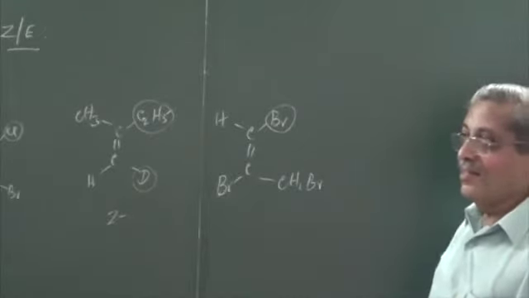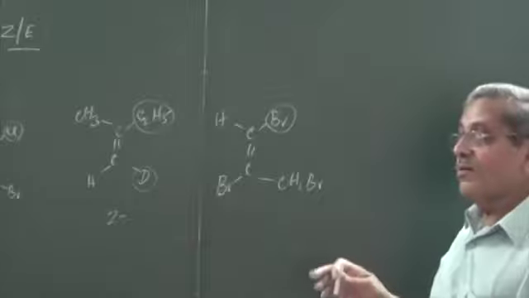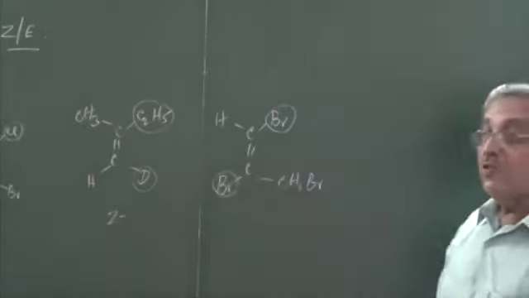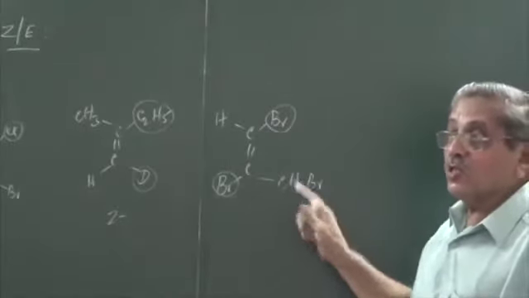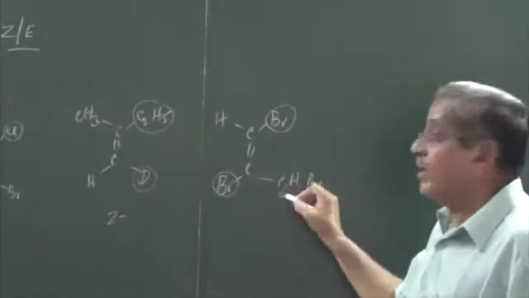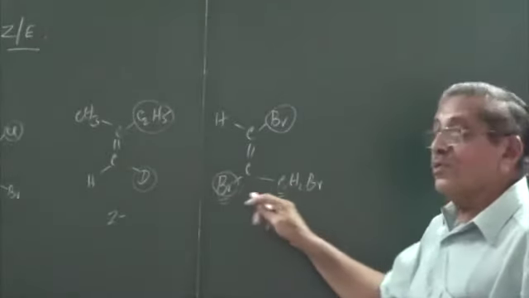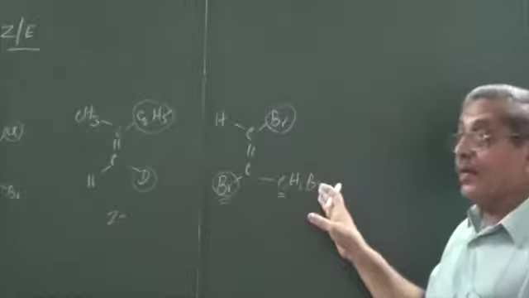So don't be in a hurry. What I said is wrong. Here it is Br that is of higher priority. Why? You have to take the first atom attached. The first atom attached to this is carbon. The first atom attached to this is bromine. So if these two are not comparable, then you have to look at the remaining atoms.